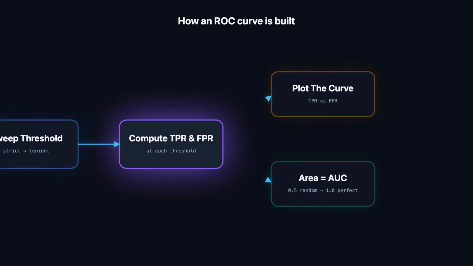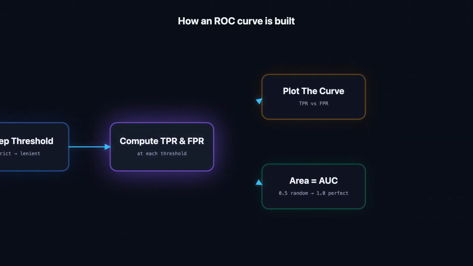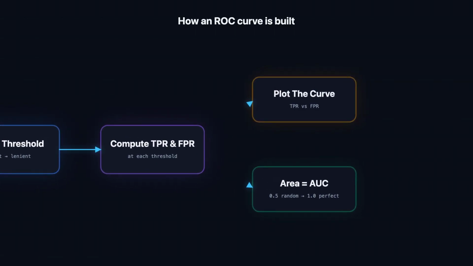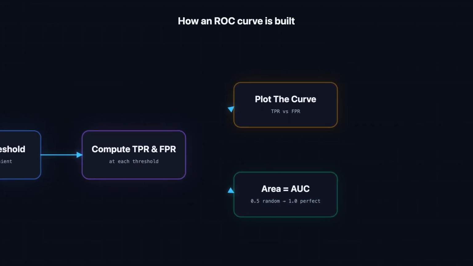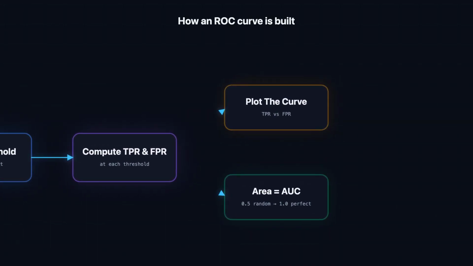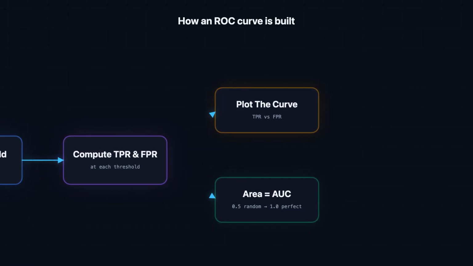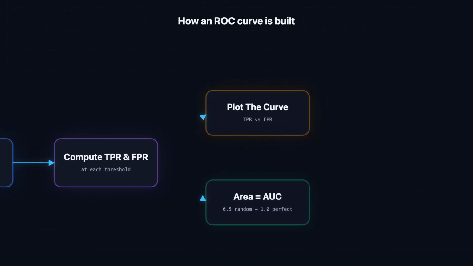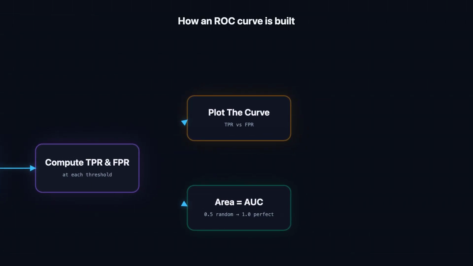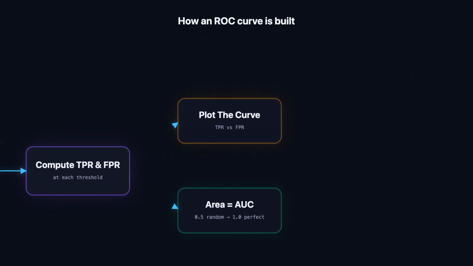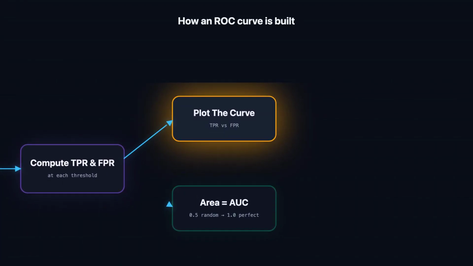At each threshold, compute two numbers. The true positive rate is recall, the fraction of actual positives you manage to catch. The false positive rate is the fraction of actual negatives you wrongly flagged as positive. Together they capture the trade you're making at that setting, because catching more positives usually means raising more false alarms too. Then plot those pairs.